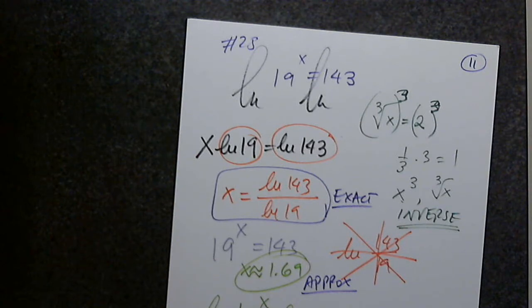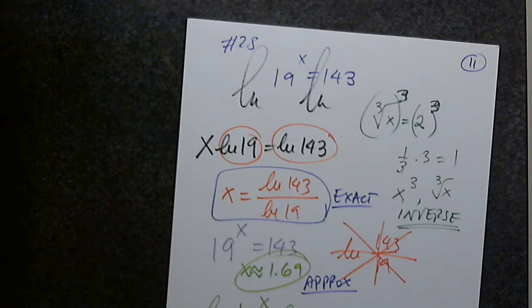But if you ask me how much money I have in my pocket, I'm not going to tell you natural log of 143 over natural log of 19. I have to approximate, and I'll say I have $1.69. Which way do we have to write it on the test? So normally the exact is the correct answer. You will approximate if you want to check.